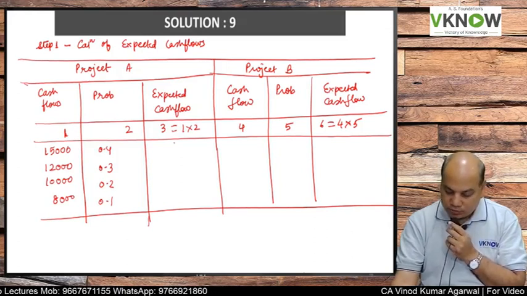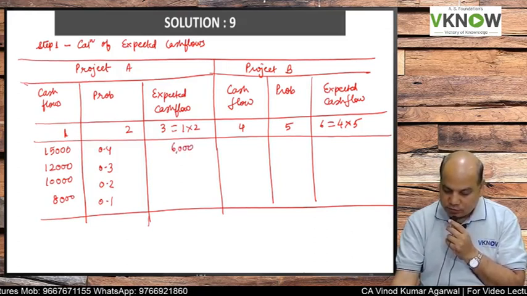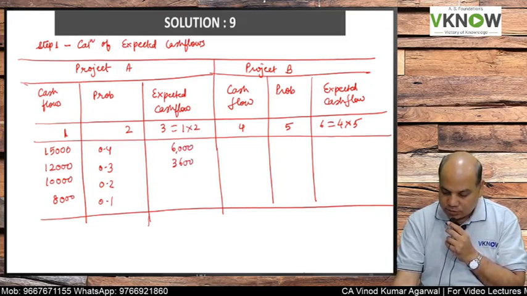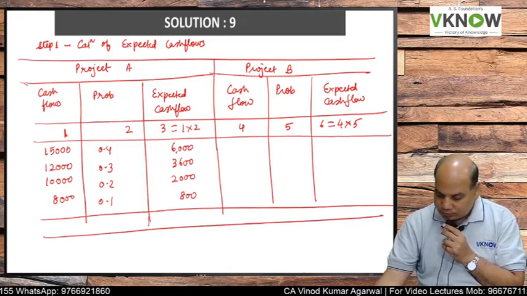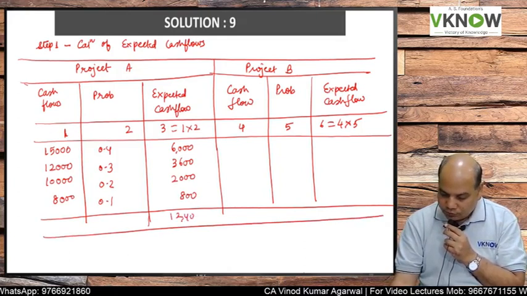Is it 6,000? Memory plus. Next one. Memory plus. Keep adding in memory. Memory plus. 800. Memory recall. 12,400. Wonderful.